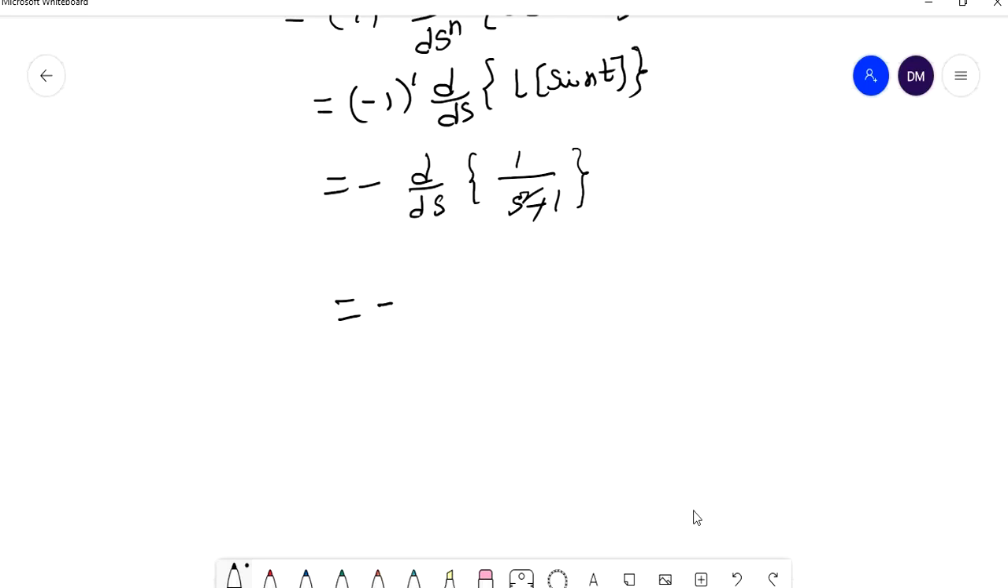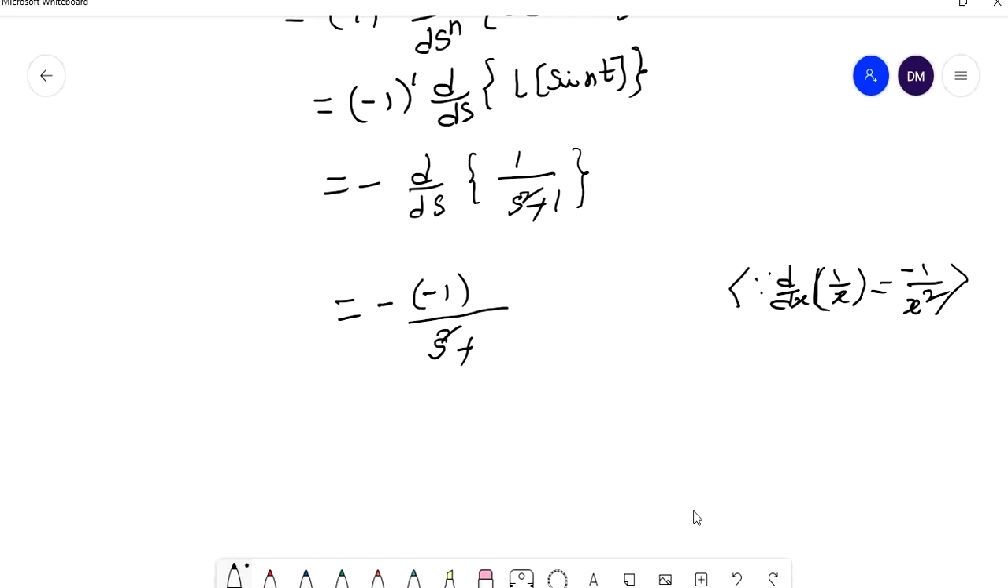This is in the form of derivative of 1 by x. What is the derivative of 1 by x with respect to x? The formula is minus 1 by x square. Here x is nothing but s square plus 1. So what is the derivative of this with respect to s? Minus 1 by s square plus 1 whole square. But it is not only s, we have s square plus 1, so again we can differentiate s square plus 1 with respect to s.